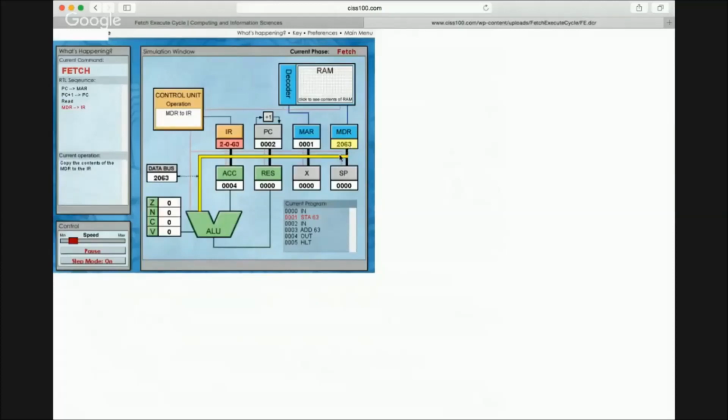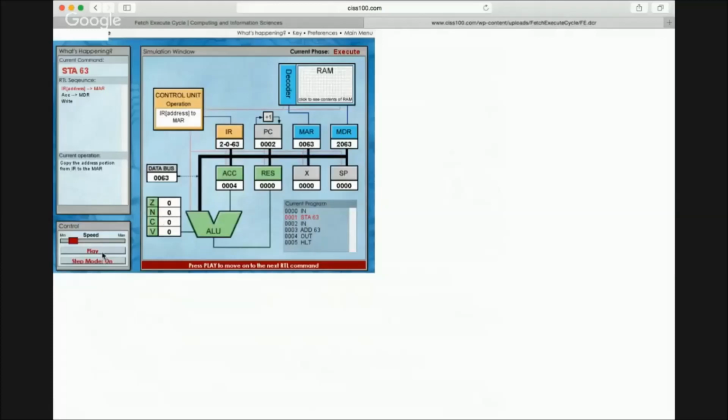2063 will get transferred to the instruction register. And now we're paused for the next clock cycle, waiting to decode 2063. So when I do this, the operand component, the address 63, will move to the memory address register.